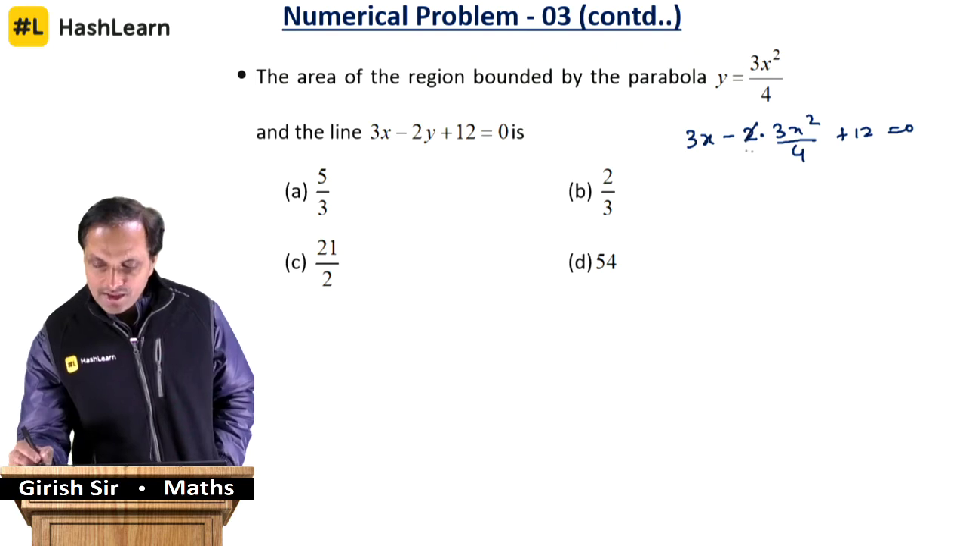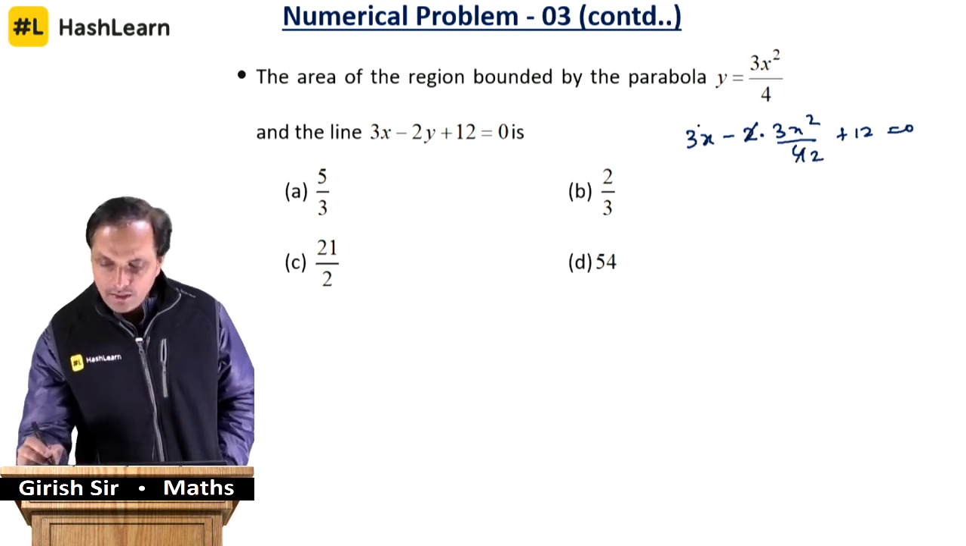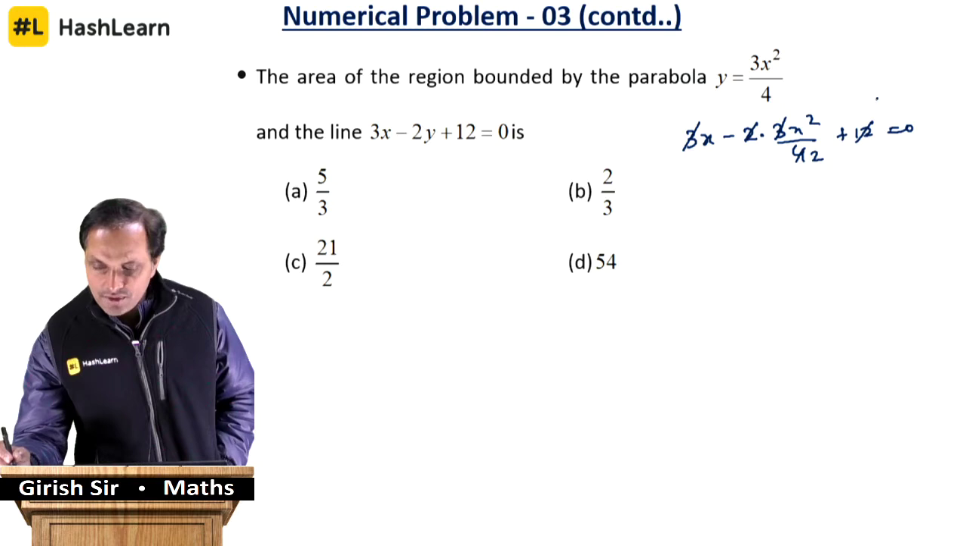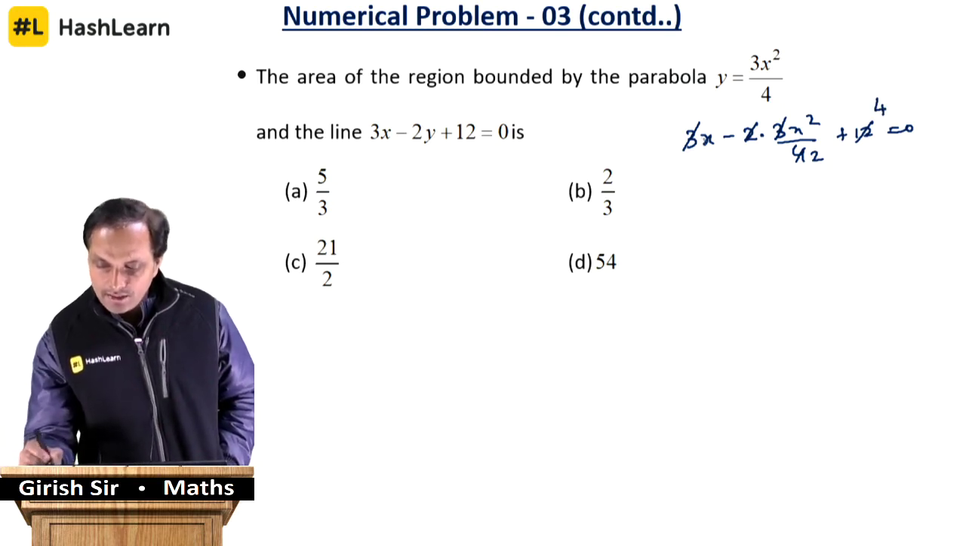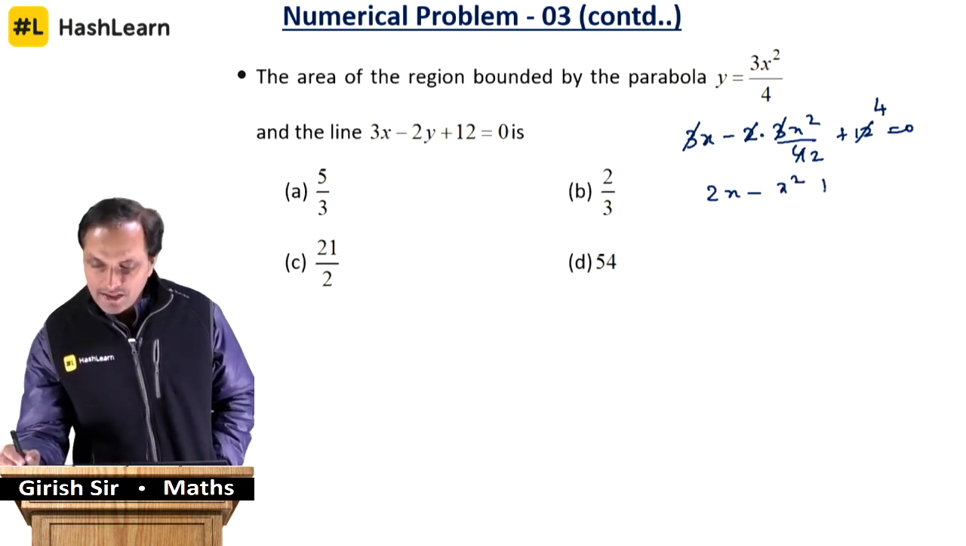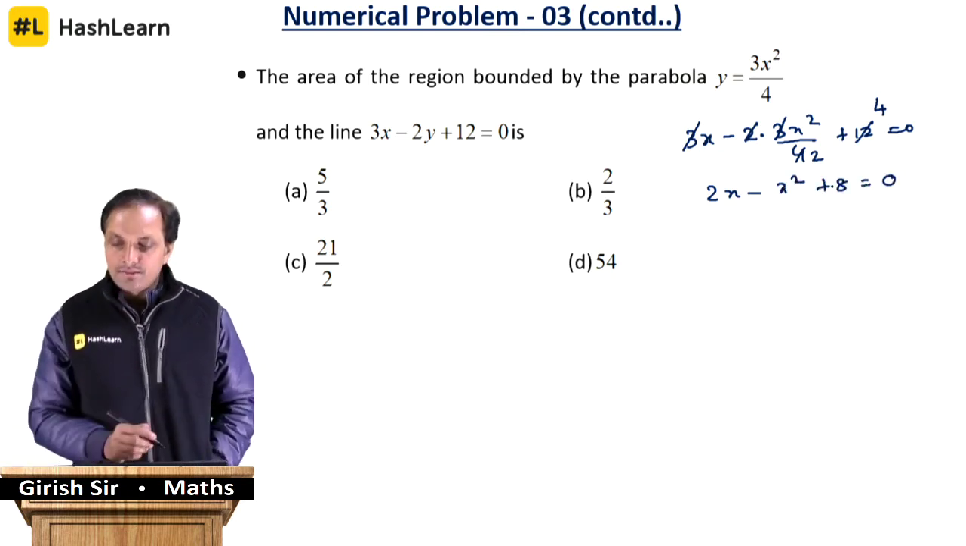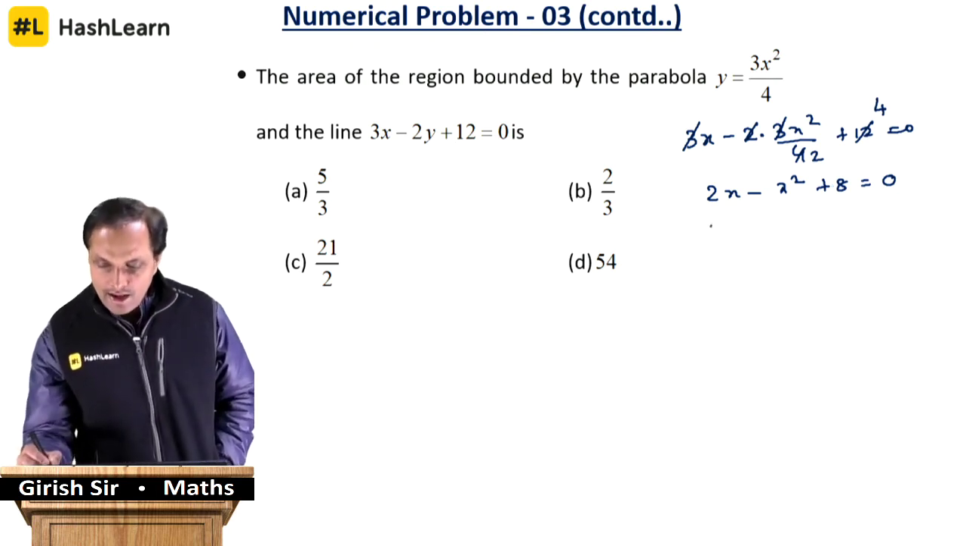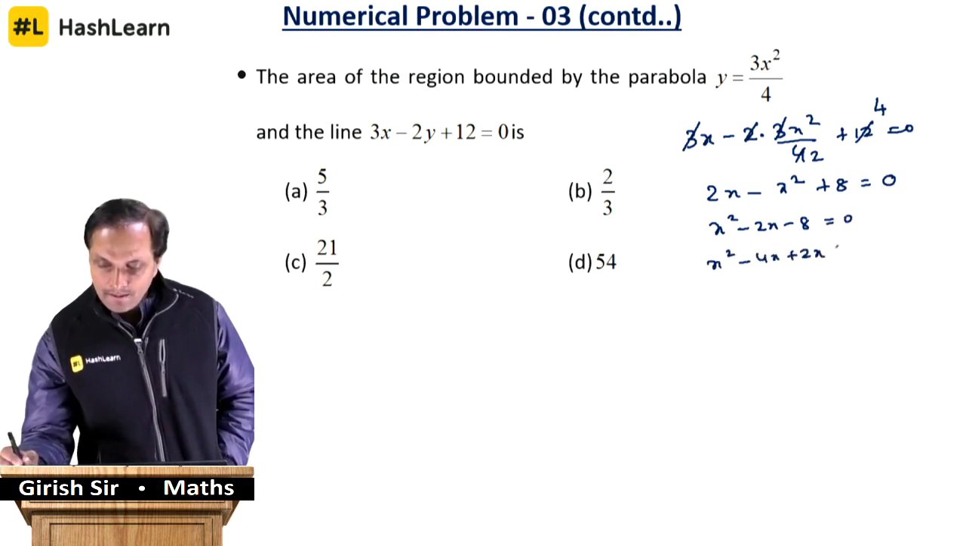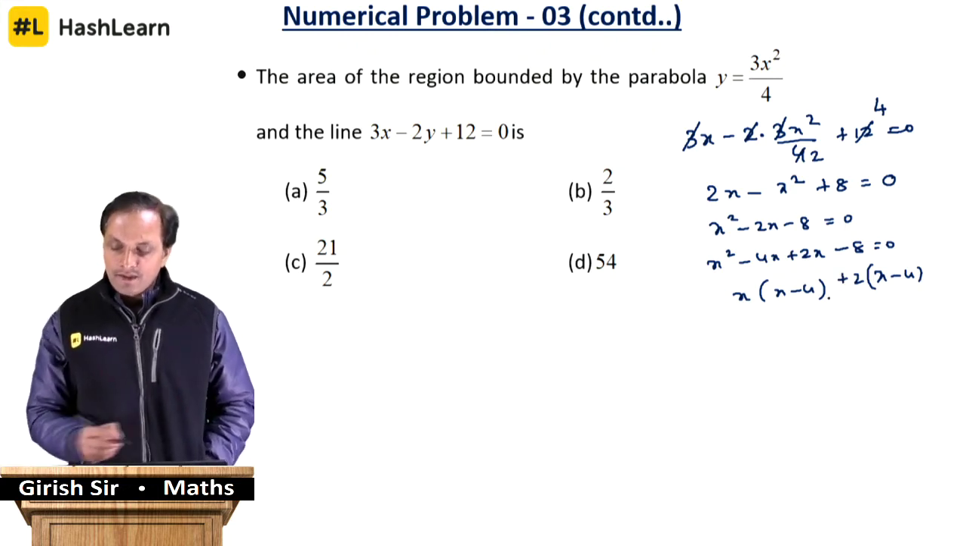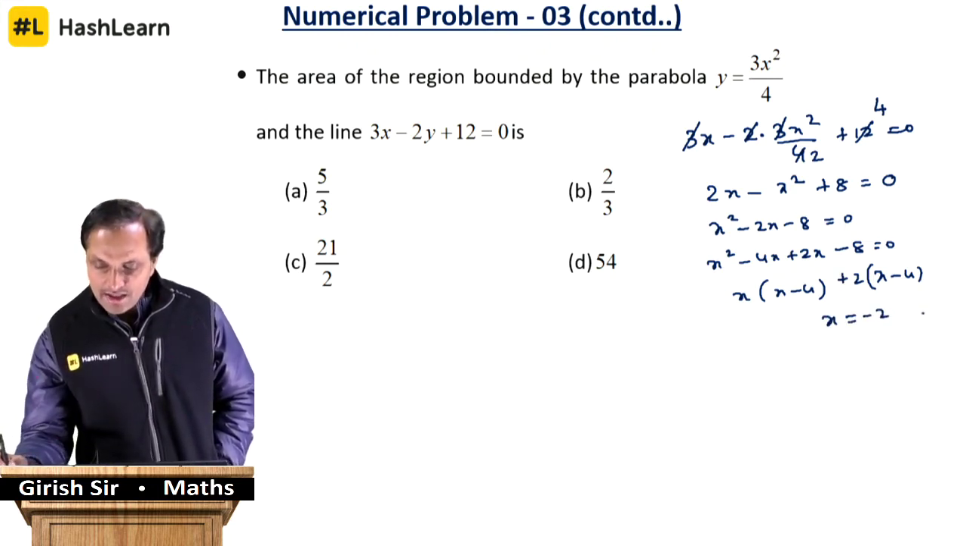That will give you, 2 1s are 2, 2 2s are 4, 4 cancels. You can always cancel: 3 1s are 3, 3 4s are 12. So that you will have 2x minus x square plus 8 is equal to 0. So you will have x square minus 2x minus 8 is equal to 0. x square minus 4x plus 2x minus 8 is equal to 0. You will have x minus 4 here, x minus 4 with minus 2, that is plus 2 here. So x is equal to minus 2 and plus 4.